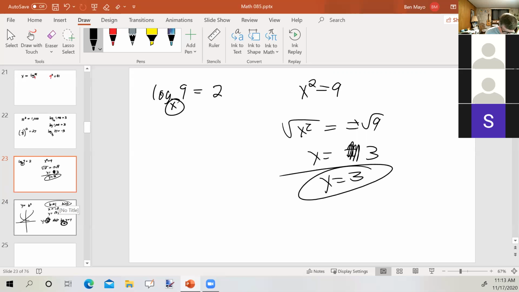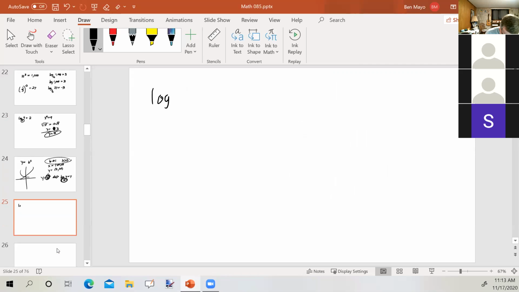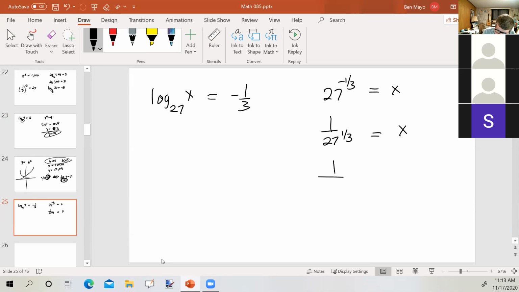Okay. How about this? Log base 27 of x equals negative 1/3. Solve for x. So writing this in exponential form, 27 to the negative 1/3 power equals x. But that would be 1 over 27 to the positive 1/3 power equals x, which would be 1 over, what's the cube root of 27? It's 3. So x equals 1/3.